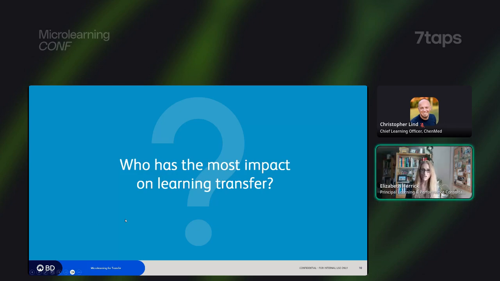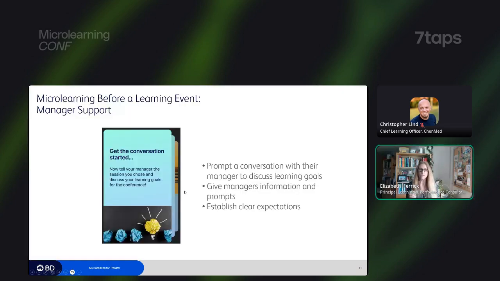It turns out it's actually the associate's manager. And the conversations managers have before a learning event to set expectations and goals for learning is the most important factor in learning transfer. So the next card here was designed to prompt the learner to talk to their manager about the session they chose and discuss their learning goals. So this is when you'll see the word goal appear here for the first time, and it's planting the seed that there are expectations for their learning here.